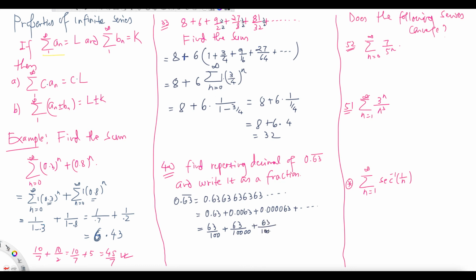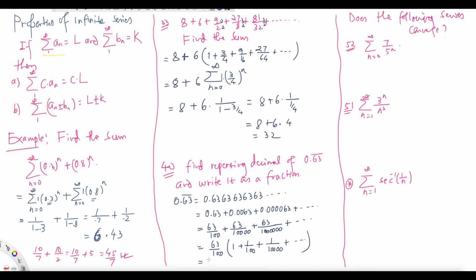So plus, and so on. You can write like that, okay? Now, let us see this way. Let us take 63 over 100 out. What do you get? 63 over 100 times 1 plus 1 over 100 plus 1 over 10,000 plus, and so on.